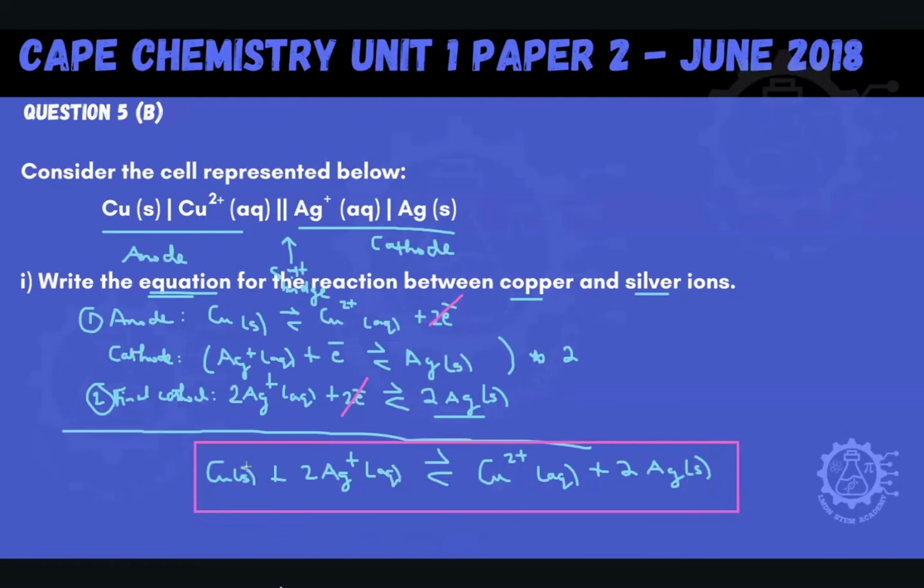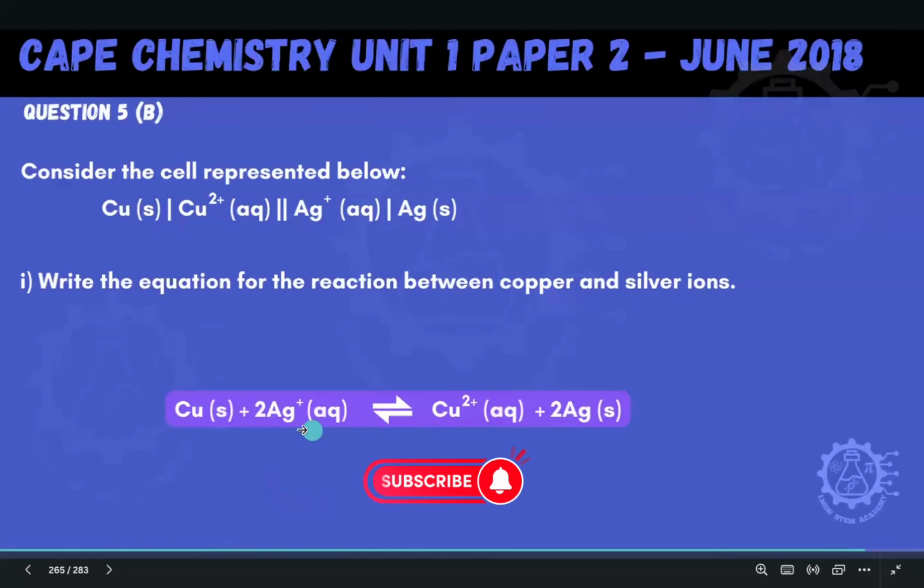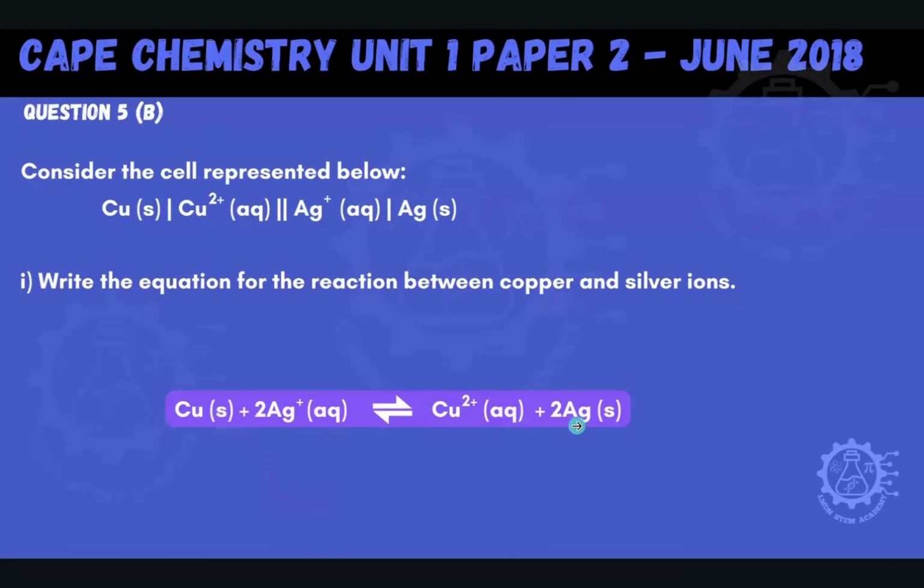That's how you would arrive at the equation: you write both halves, balance the charges, and then add them together, and that's what you end up with. That's our final answer here. So let me clear everything here. That's our final answer that we just got. Okay, let's move along.